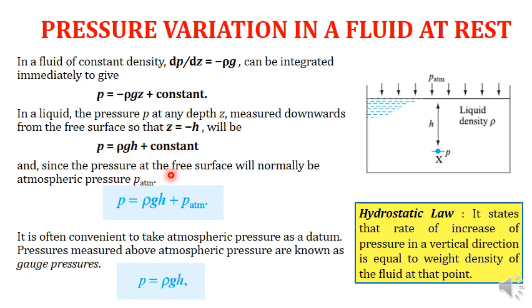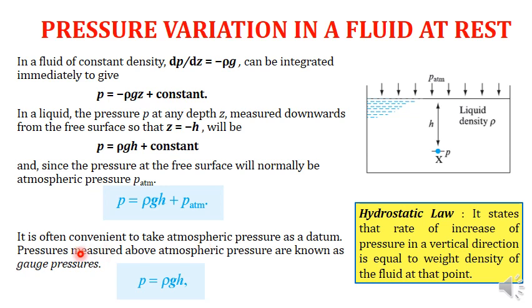Since the pressure at the free surface will normally be the atmospheric pressure, that constant can be replaced with the atmospheric pressure. Generally we consider this atmospheric pressure as the datum point. So we are starting from the zero or absolute point, we can just remove it, and we are left only with rho g h on the right hand side of the equation. So it is very convenient to consider the atmospheric pressure as the datum.